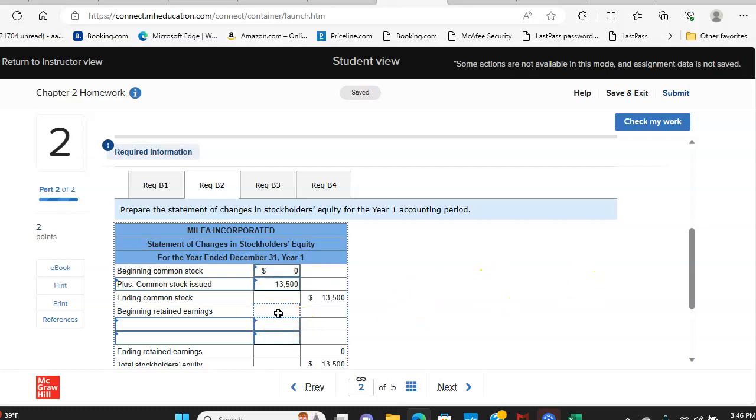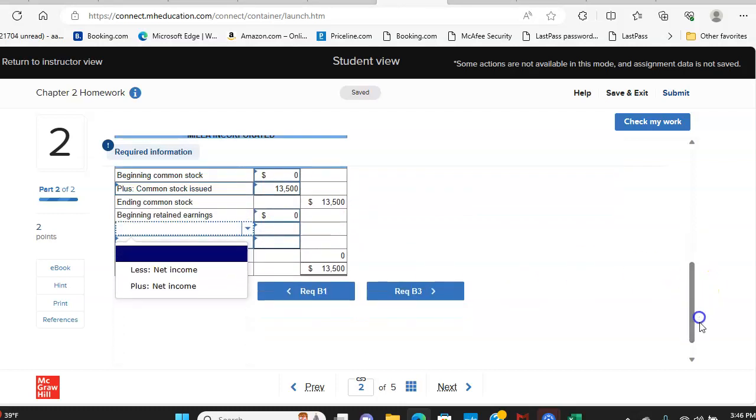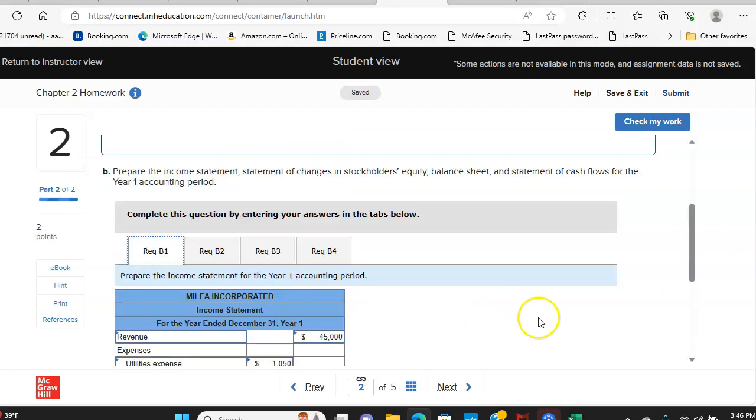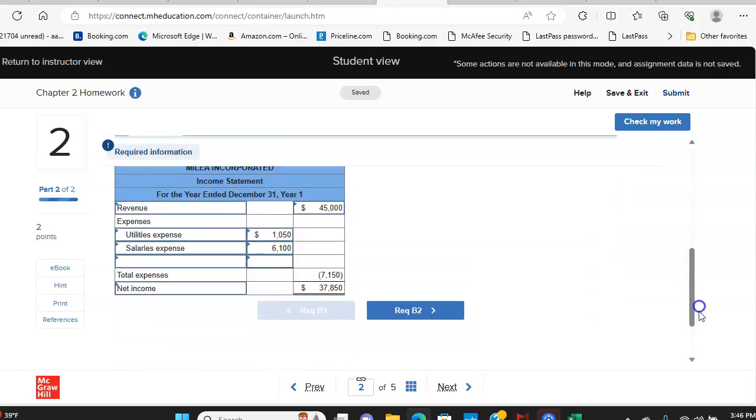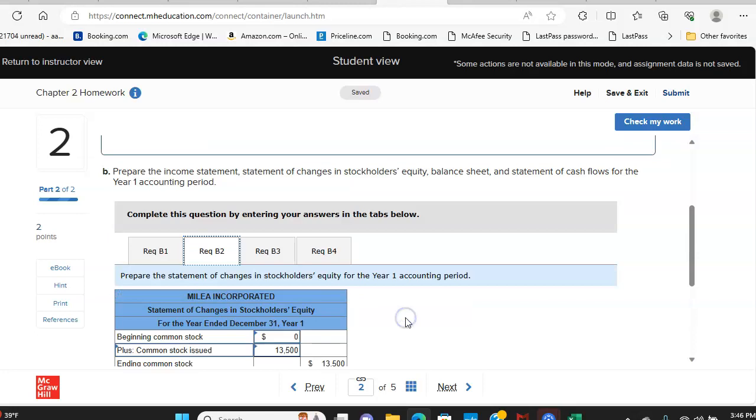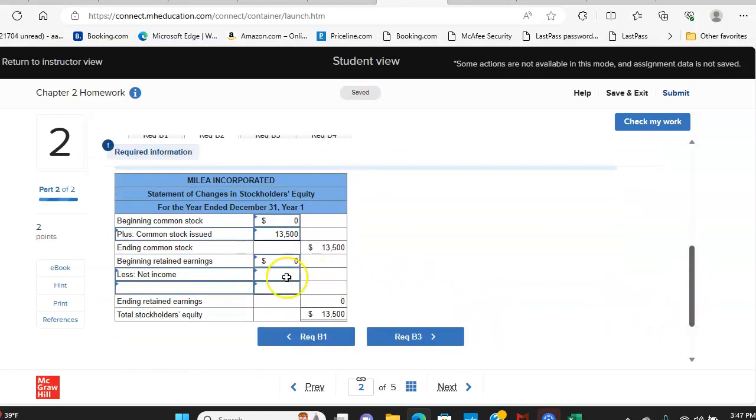Beginning retained earnings is going to be 0 because again, this is our first year of operations. We're going to add to that our net income from the income statement, and the net income amount was $37,850. Let's put in that income of $37,850.